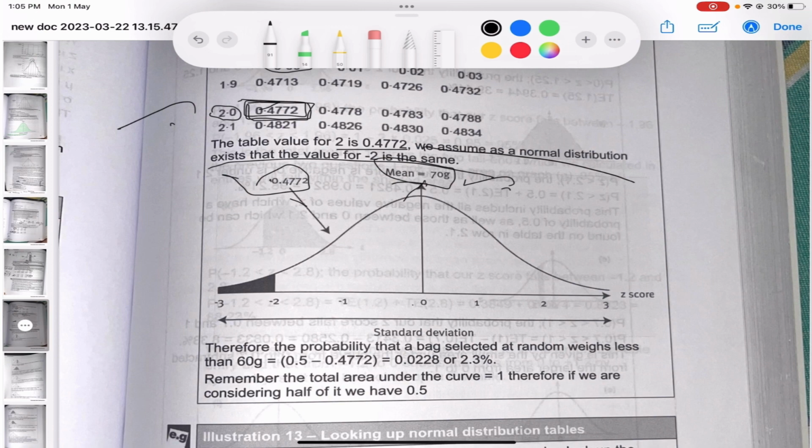Now they are saying that you want to find the probability that the bag selected weighs less than 60 grams. If you want to find less than 60 grams, how are you going to find the percentage? We already know that the area under the curve is 1, right? So the probability that the bag selected at random weighs less than 60 grams is 0.5 minus 0.4772. Again, think about it for a second. The area between this is 0.4772. We know that.